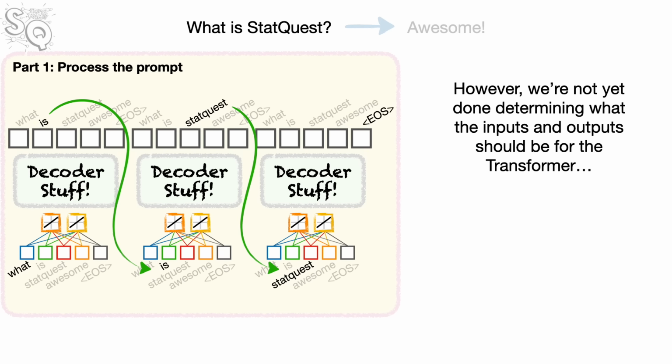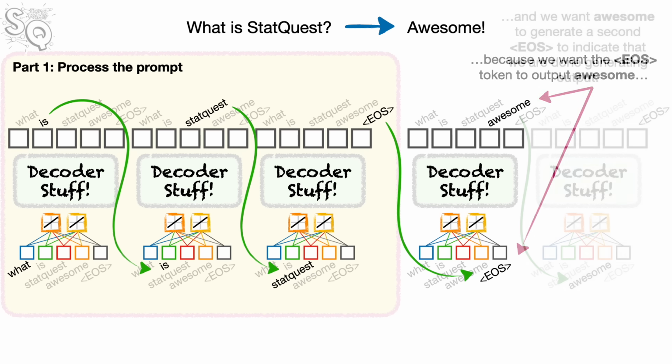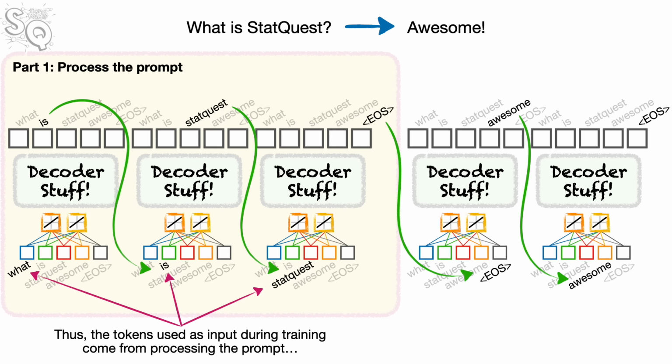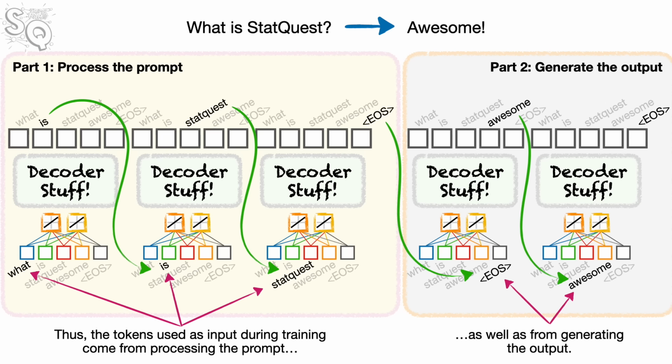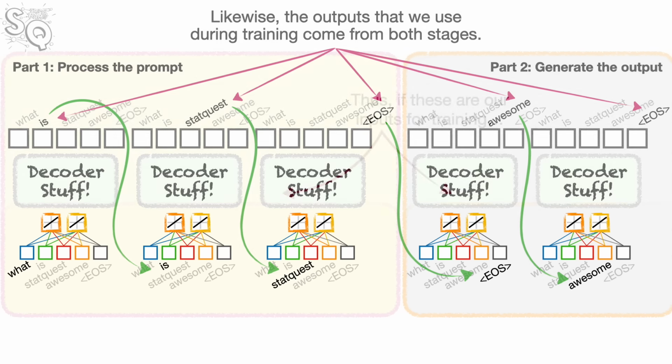However, we're not yet done determining what the inputs and outputs should be for the transformer. Because we want the EOS token to output awesome, and we want awesome to generate a second EOS to indicate that we are done generating output. Thus, the tokens to use as input during training come from processing the prompt, as well as from generating the output. Likewise, the outputs that we use during training come from both stages.